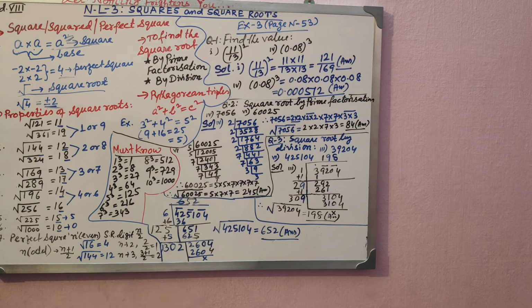Now see, I have given the example 225. The square root is 15, no? 15 squared is 225. So the square root of 225 is 15, which is ending with 5. It is also ending with 5, it is also ending with 5.